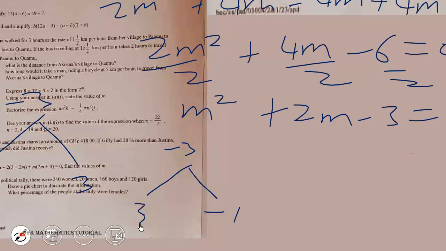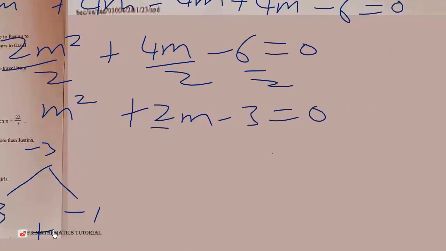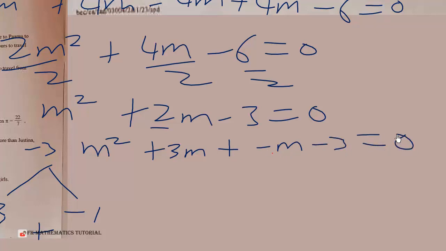So if you look at this, which of them that when we add we'll get 2? It is this one. 3 plus negative 1 will be 2. So we are going to use it to split the 2m to get m squared. You split the middle term. So we get m squared plus 3m minus 1m minus 3 is equal to 0.